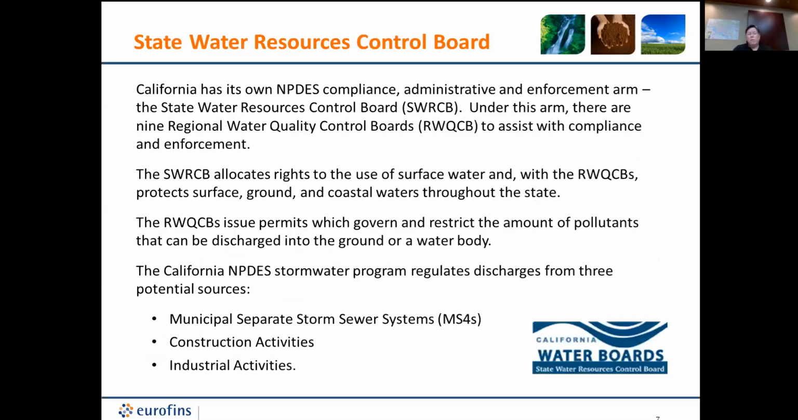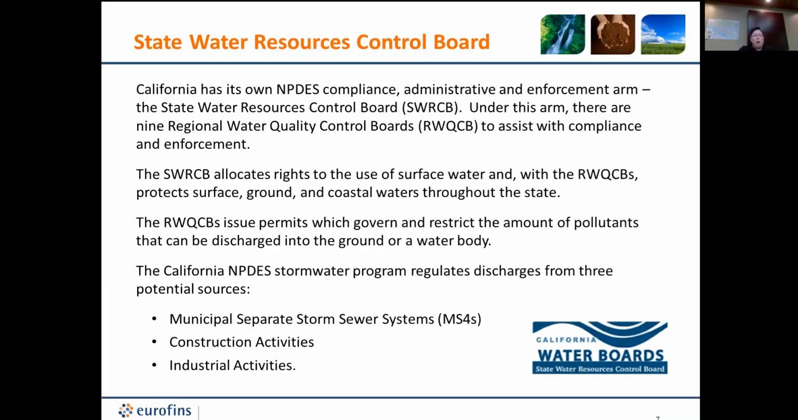And under NPDES compliance, we have our own arm here in the state of California. It's called the State Water Resources Control Board, or some people just call it the Water Board or the State Water Board. And under that, we have 9 regional water quality control boards, and you'll hear like Los Angeles Regional Board or San Francisco Regional Board or Santa Ana Regional Board sometimes.